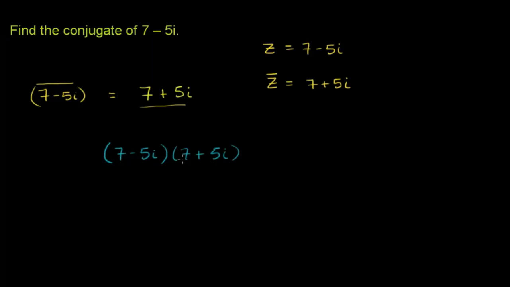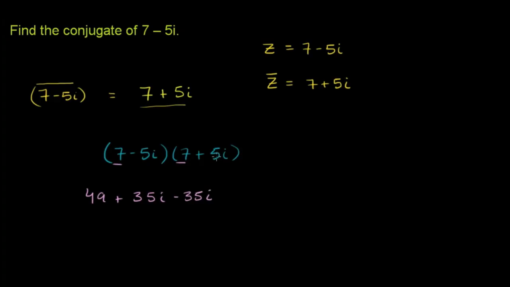So you'd have 7 times 7, which is 49. 7 times 5i, which is 35i. Then you have negative 5i times 7, which is negative 35i. You can see the imaginary part is canceling out. Then you have negative 5i times positive 5i. Well, that's negative 25i squared.